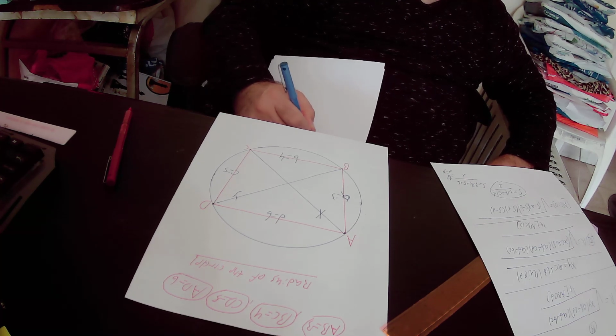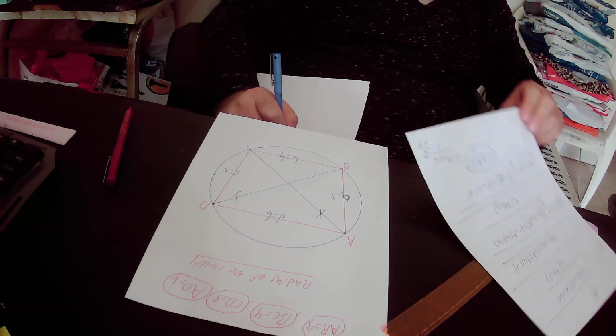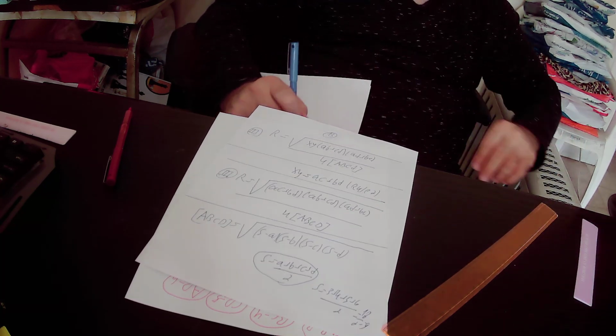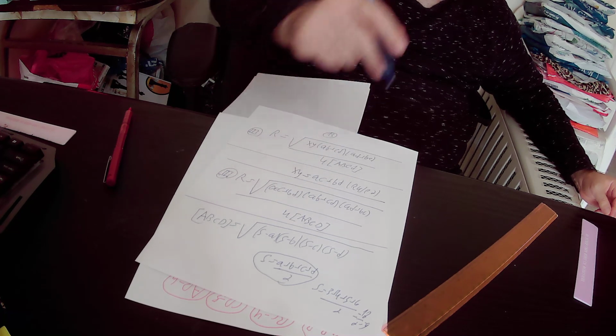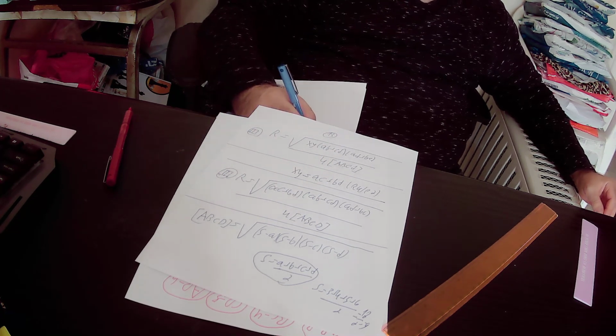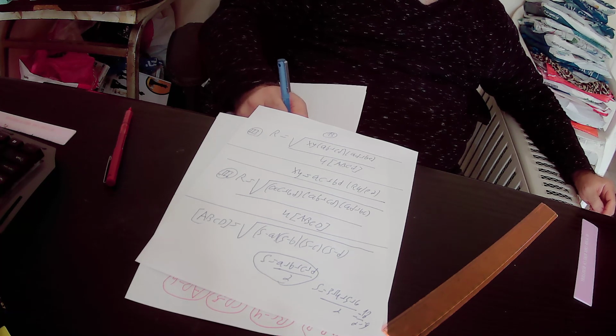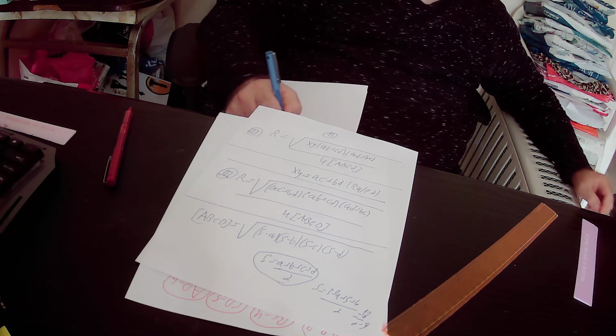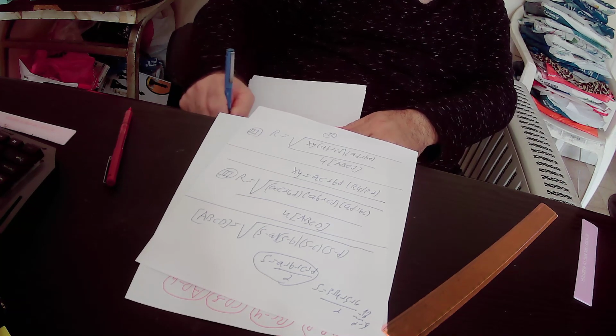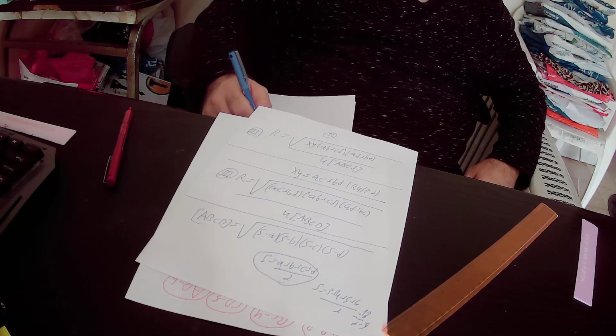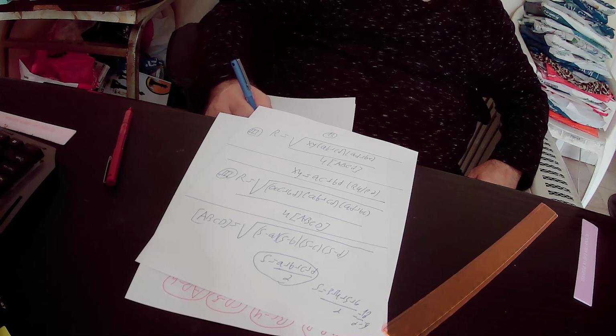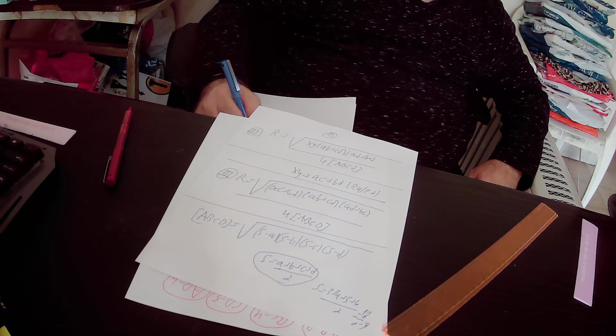S equals 9. So we can substitute S in this equality by 9, and we will get that the area of quadrilateral ABCD equals the root of S minus A, where S is 9 and A is 3, so it is 9 minus 3. S minus B, S is 9, B is 4, so it is 9 minus 4.